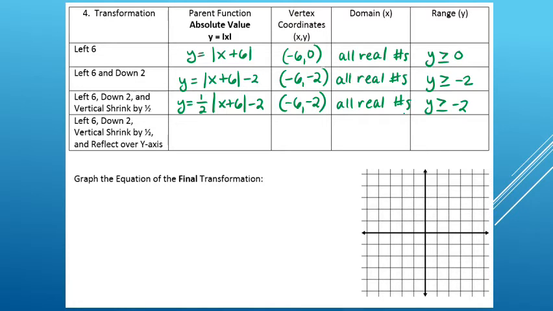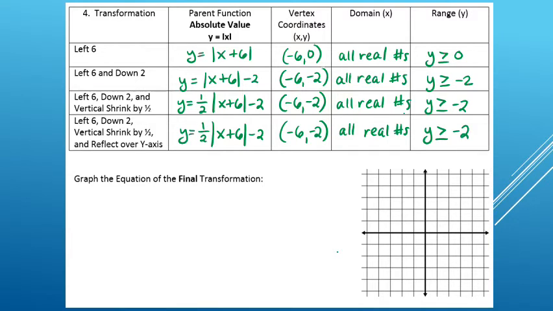And then finally, we're going to reflect over the y-axis. So again, think about what we were talking about earlier. We have y equals 1/2. Regularly, we would make this a -x, but we have to recognize that the absolute value of -x is going to be a positive x. So we're going to use x plus 6 and then minus 2. And so we'll keep the same vertex coordinates, -6, -2. We'll keep our same domain, all real numbers, and we will keep the same range. y is greater than or equal to -2.